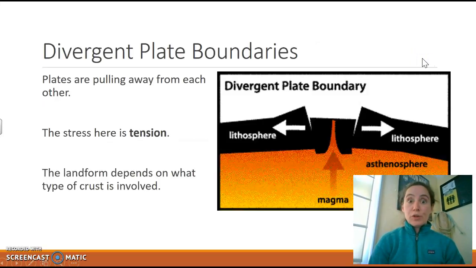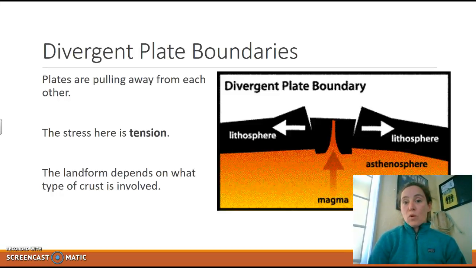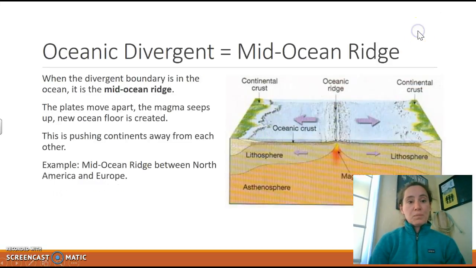Okay, now divergent plate boundaries. These are being pulled apart. They're pulling away from each other. So the key stress is tension, kind of like if you're pulling on either end of a rope, that creates tension. So the landform you get depends on what type of crust is involved.